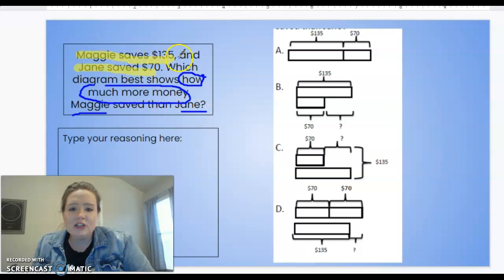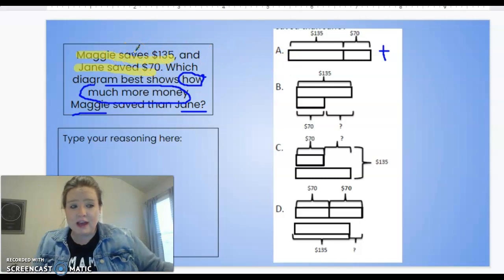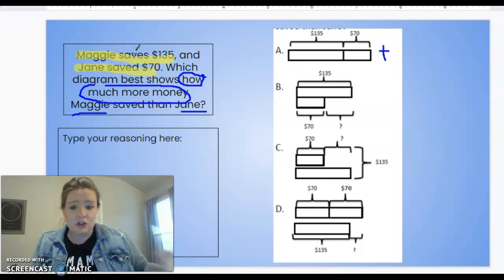So, Maggie saves 135. Well, let's look at letter choice A. 135 and 70. These answer choices are side by side, okay? So, this right here is an addition strip diagram, all right? Because this would tell me that 135 plus 70 equals a total. That's 135 plus 70 is not going to give me how much more money Maggie saved. The answer that you would get cannot be more than 135 because she did not save more than $135 than Jane.